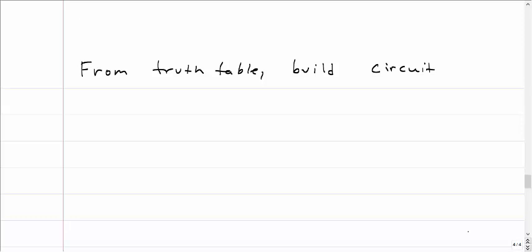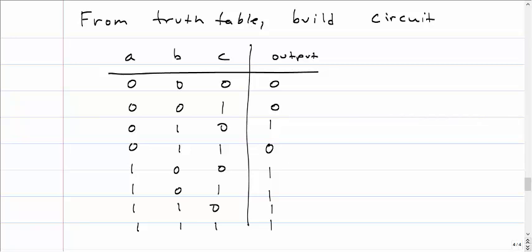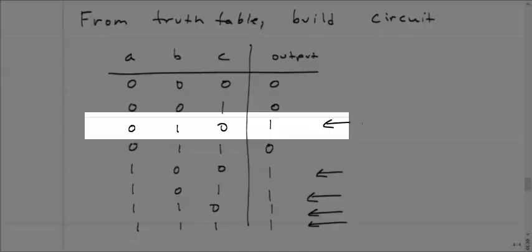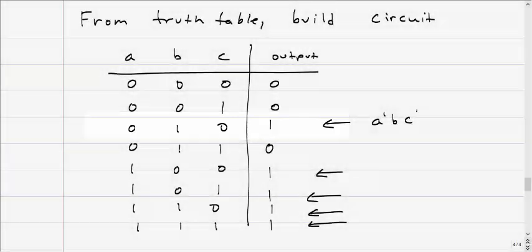Finally, we're going to talk about how we can go from a truth table to a circuit. The circuit we will come up with this method might not be the simplest circuit, but it will give us the truth table that we're looking for. Let's look at an example. Say this was our desired output given these three inputs. What we can do is look at all the cases where the output is equal to 1 and see what causes that output to be 1. For this line, A is 0, B is 1, and C is 0. We could write that as A complement, B, C complement.